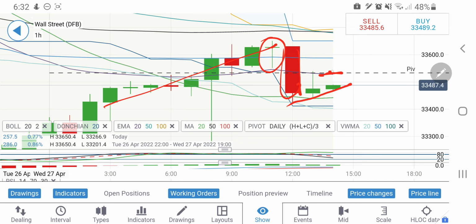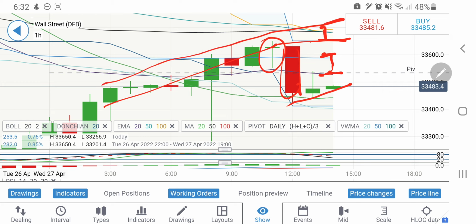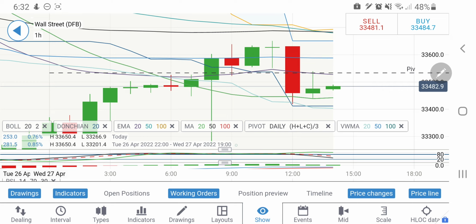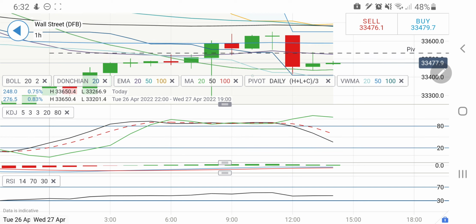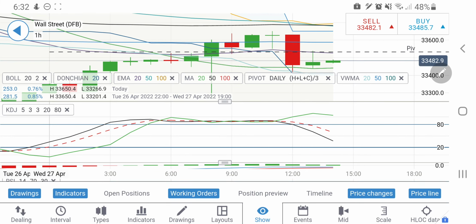If it breaks 33,550, we can expect 33,600. 650 is the definite resistance. Beyond 33,600, one can expect it to go towards 33,720 levels. Whether it will happen or not, we have to look at this. There is a support at around 33,450 and the 400 zone. So yes, breaking 33,400, we can expect a sharper drop.